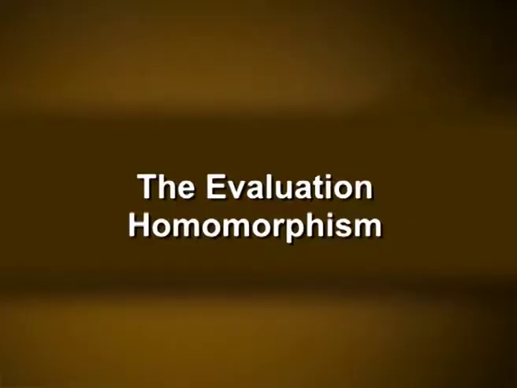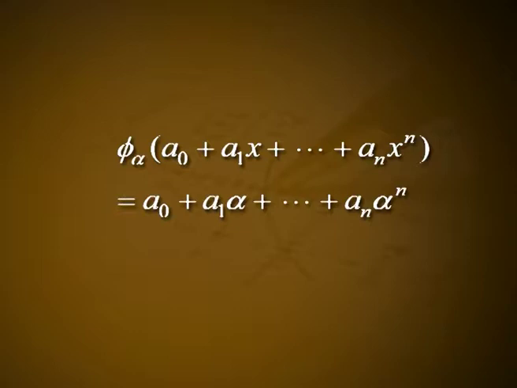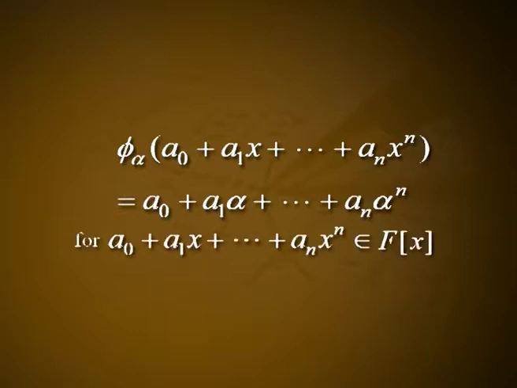The evaluation homomorphism. Theorem 3. The evaluation homomorphisms for field theory. Let F be a subfield of a field E, alpha be an element of E, and x be an indeterminate. The map phi alpha from F[x] to E defined by phi alpha of a0 + a1x + etc. + an x^n equals a0 + a1 alpha + etc. + an alpha^n, for a0 + a1x + etc. + an x^n belonging to F[x], is a homomorphism of F[x] into E. Also, phi alpha of x equals alpha, and phi alpha maps F isomorphically by the identity map, that is, phi alpha of a equals a for a belonging to F. The homomorphism phi alpha is called evaluation at alpha.